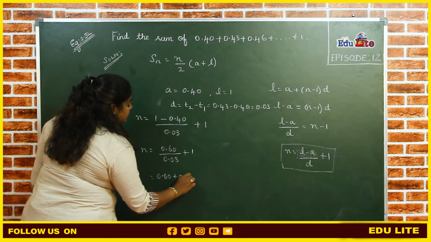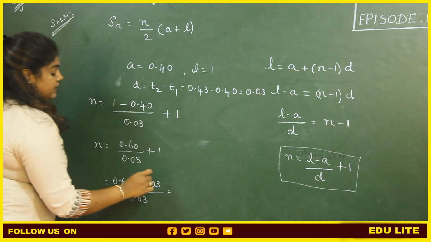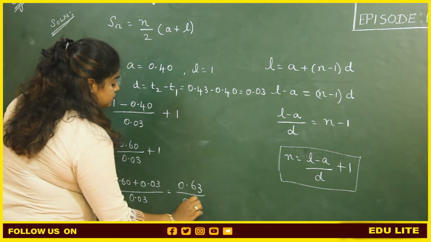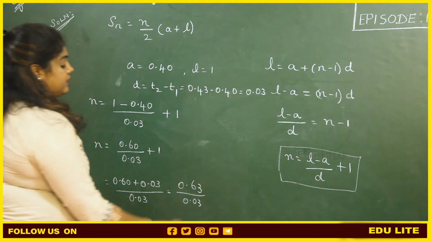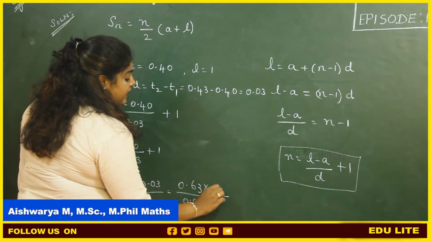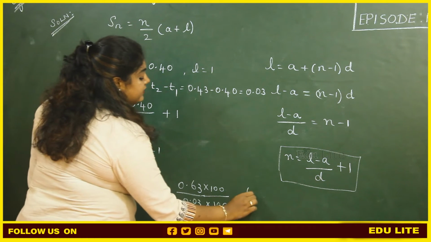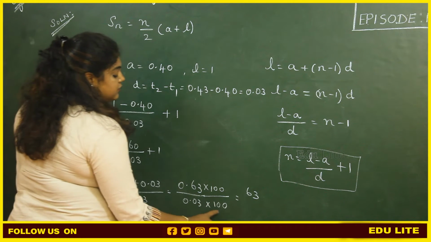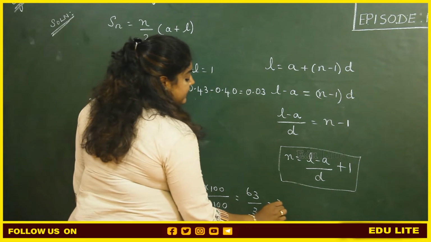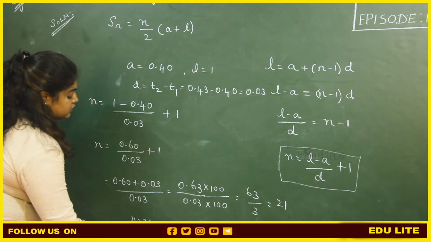Next step, we have to take the LCM. 0.60 plus 0.03 divided by 0.03. Adding this will give me 0.63 by 0.03. In both numerator and denominator, there are two numbers after the decimal point. Therefore, we will multiply and divide by 100. 0.63 into 100 will give me 63. 0.03 into 100 will give me 3. So, if I divide 63 by 3, I will get the answer as 21. Therefore, the value of n is equal to 21.